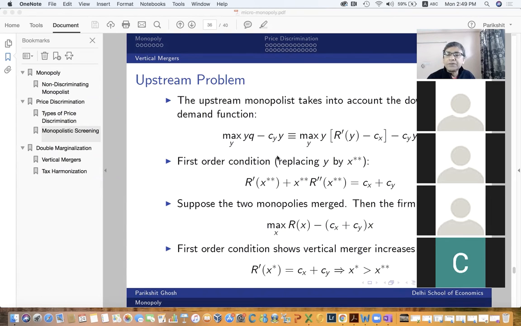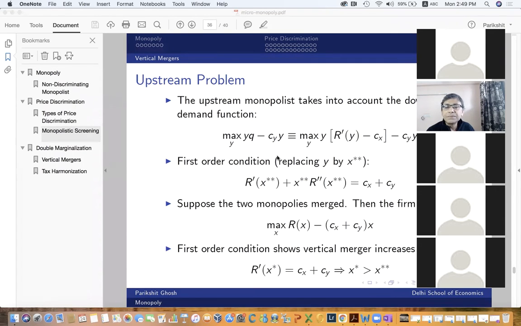Question. Nilavo raised your hand. Yes, Nilavo. So in the second point, could you repeat why you have replaced y by x double star? Because I can always do that, because of the fixed coefficient technology, y will be equal to x, right? So you write down the first order condition with respect to y. That will be exactly this equation with y instead of x. Then you can switch y by x.